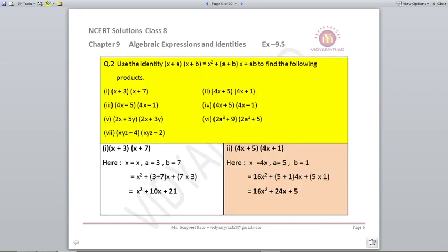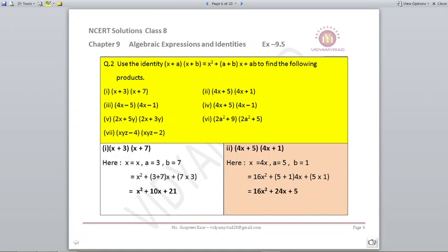Question number 2. Use the identity (x plus a) into (x plus b) is equal to x square plus (a plus b) the whole x plus ab. Now let us look into the questions. x plus 3, x plus 7. That means in this case your first term is same, x, and 3 and 7 are different. That means 3 is a and 7 is b. So put it into the formula, x square plus (3 plus 7) the whole x plus a into b, that is 7 into 3. So x square plus 10x plus 21.